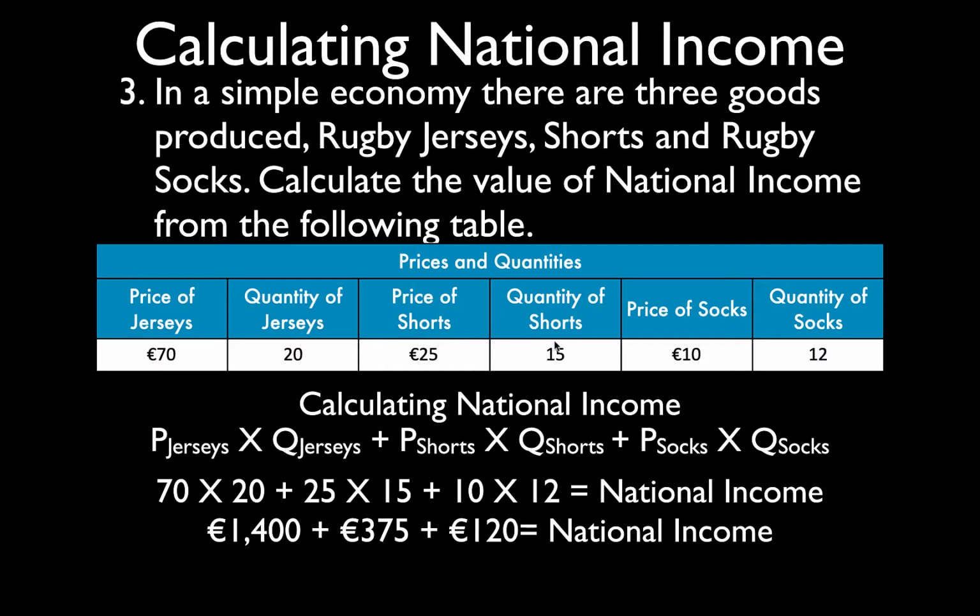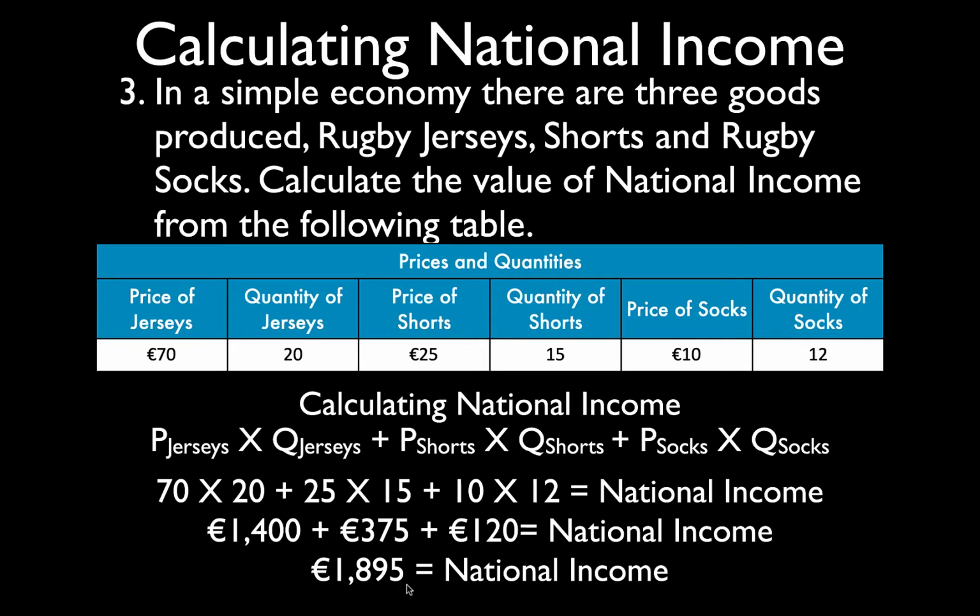But we need to find the total value that was added to the economy by the production of all goods. So the production of shorts is €25 times 15, which is 375. That is the total value that was added to the economy from the production of rugby shorts. And then here we have rugby socks, which is €10 times 12, and this is 120, and that's the total value that was added to the economy from the production of rugby socks. When we add together the value of production of all goods, don't forget, the total value of production in the economy is 1895.